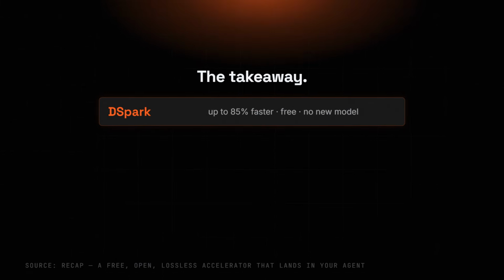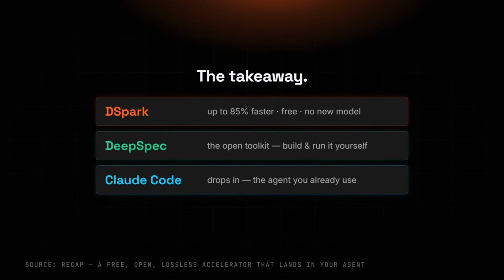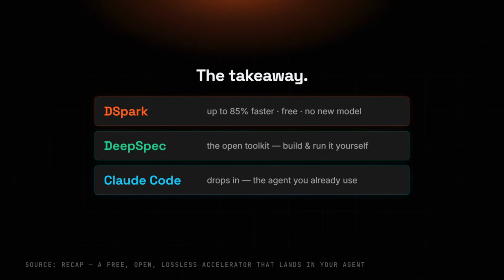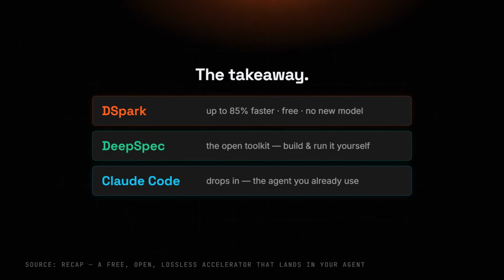So here is the takeaway. DeepSpark makes your model up to 85% faster, for free, with no new model to download and no quality lost. DeepSpec is the open toolkit to build and run it yourself on Qwen and Gemma 2. And it drops straight into Claude Code, the exact agent you already use, just a whole lot quicker.